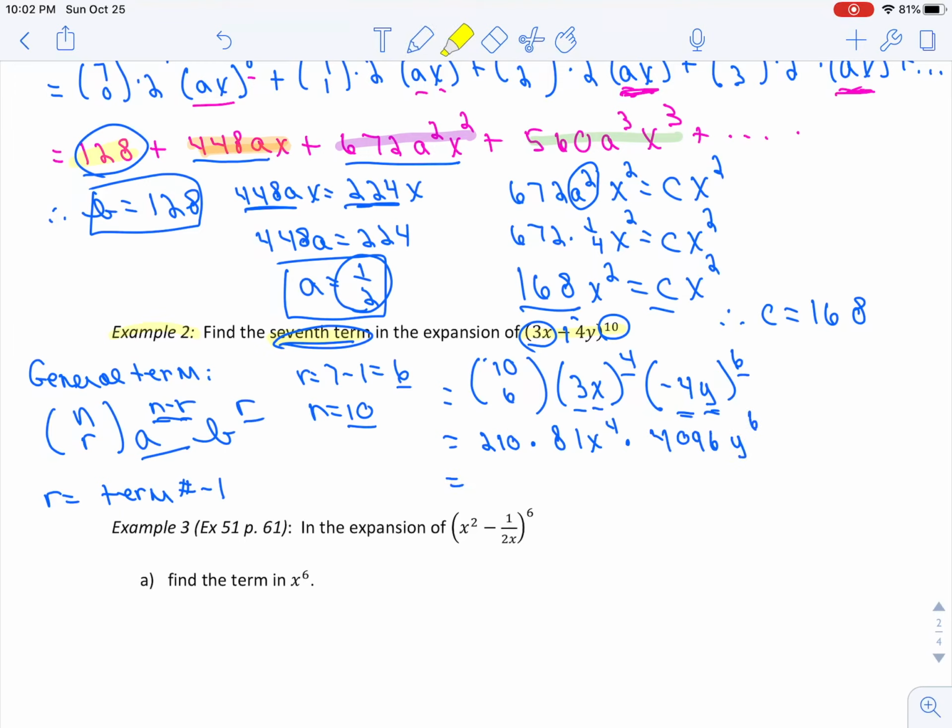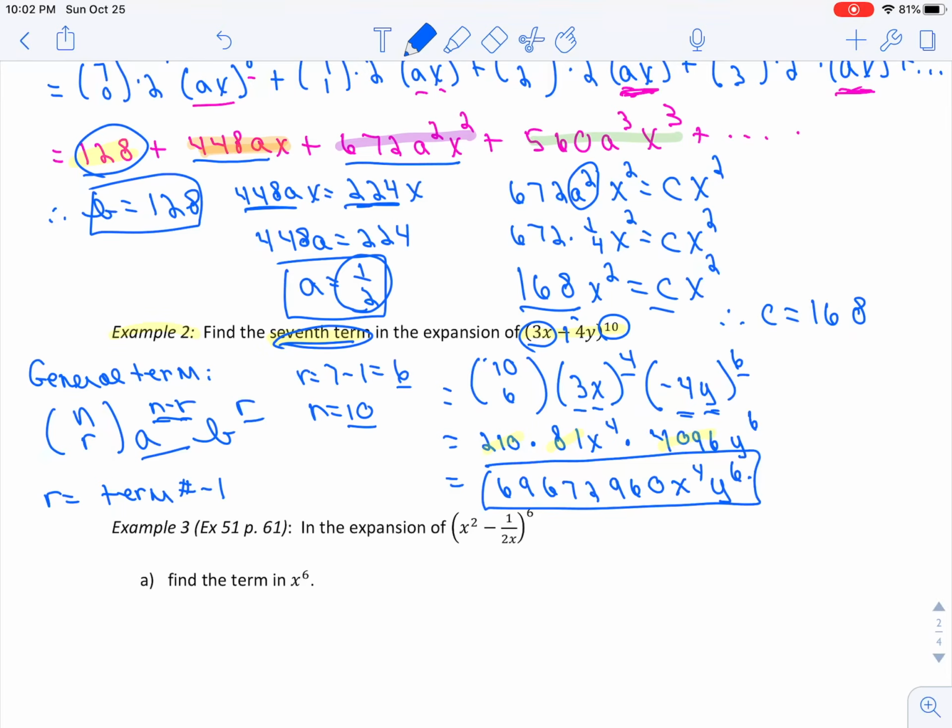Now if I multiply together 210 times 81 times 4096, I end up with 69,672,960. Again, I'll let you verify that, times x to the 4th times y to the 6th. And that's our final answer.